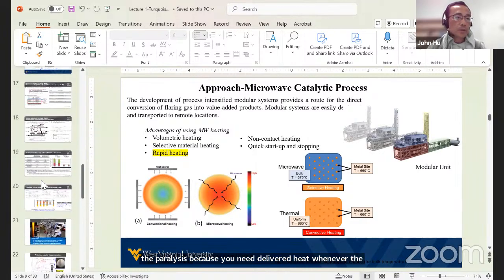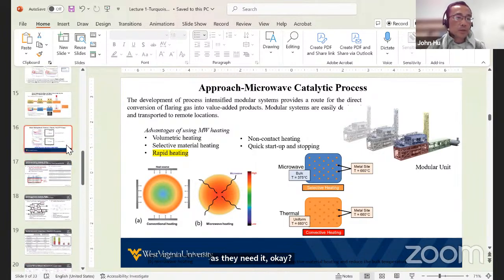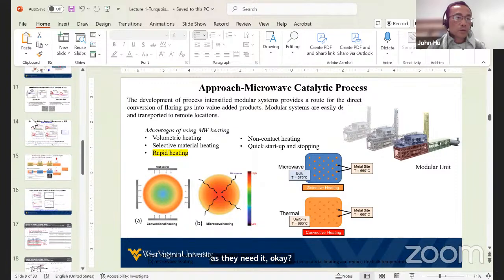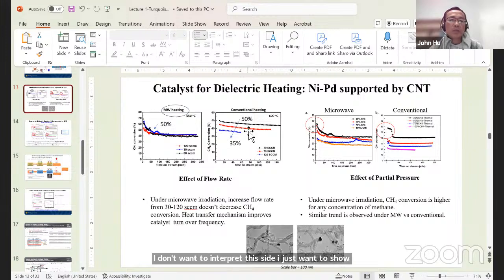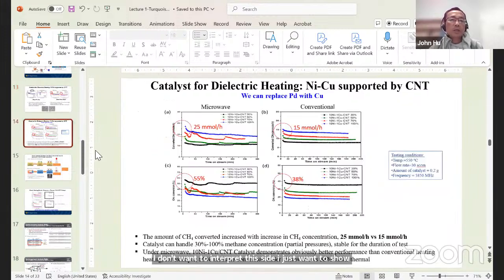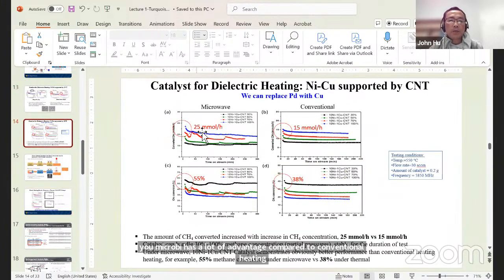So let me see where's my graph here. All right. I don't want to interpret this side. I just want to show you microwave has a lot of advantages compared to conventional heating. This is another angle to look at microwave heating versus conventional heating.